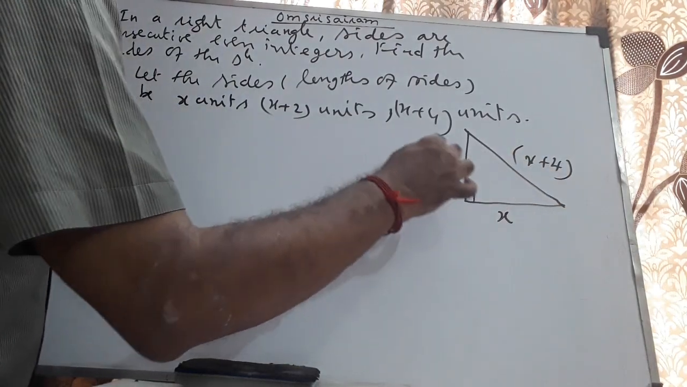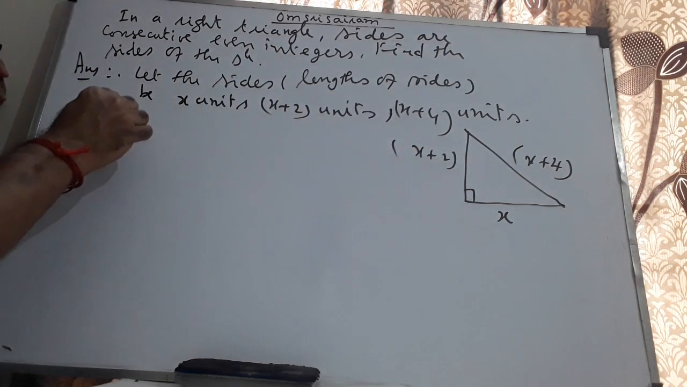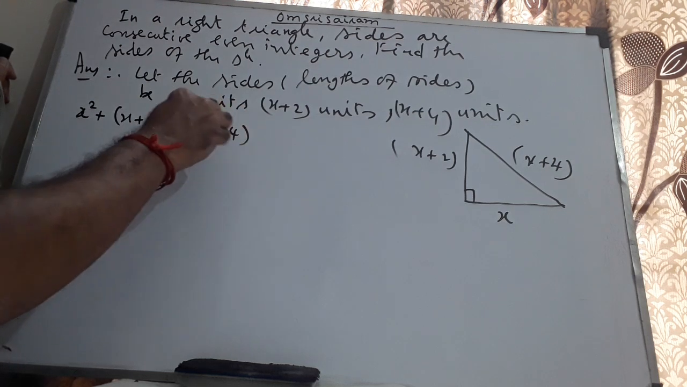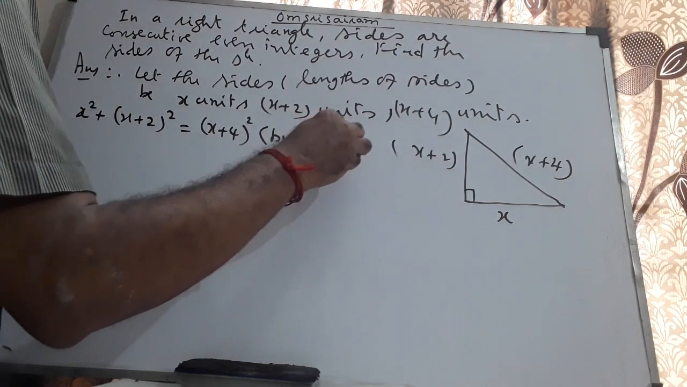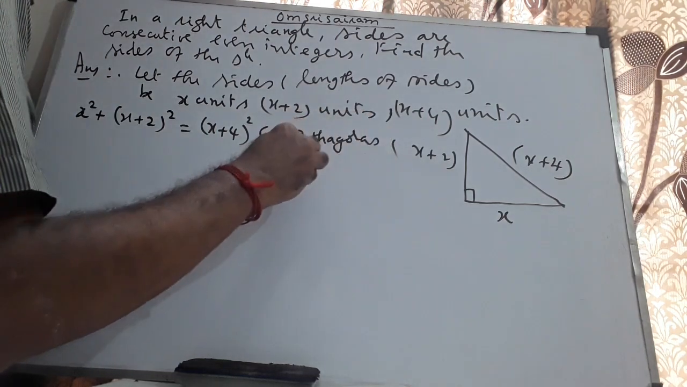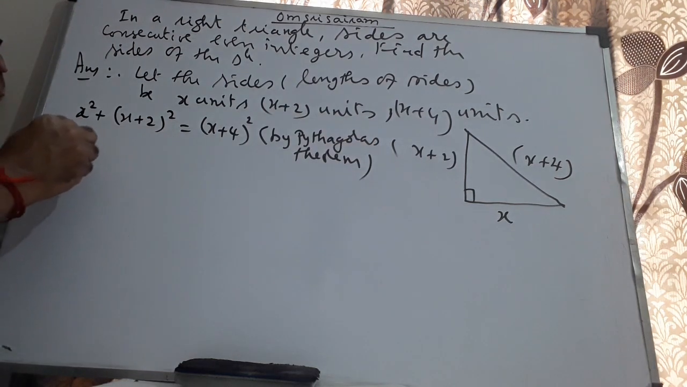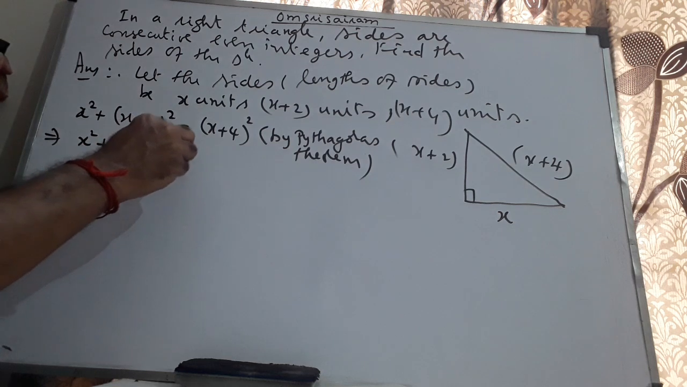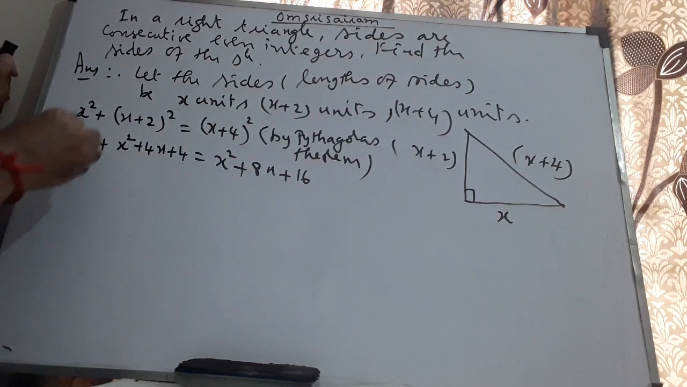Now, this is my x, this is my x plus 2. Now, x square plus x plus 2 whole square is equal to x plus 4 whole square. This is by Pythagoras theorem. Which will imply x square plus 4x plus 4 is equal to x square plus 8x plus 16. X square gets cancelled.